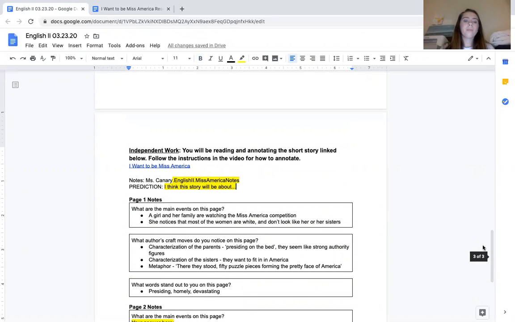All right. So for each of the pages that we read, we're going to be taking notes on three things. First, what are the major events on the page? Second, what author's craft moves you noticed on the page? And third, what words stand out to you on this page? We're gonna go ahead and read the page first, then we're gonna come back and take our notes.